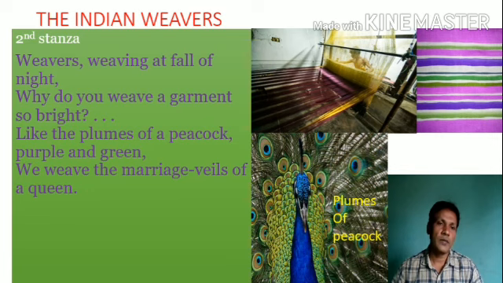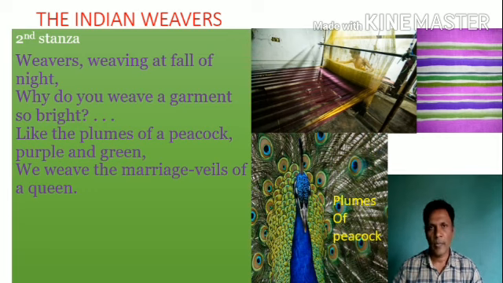At this time, the weavers are weaving a multicolored cloth. The weavers are not weaving a single colored or monocolored cloth. There is a mixture of purple and green color in this cloth. And the poetess asks the weavers, why are you weaving such a bright cloth? The cloth looks very bright, very vibrant, very beautiful, very attractive. Why?